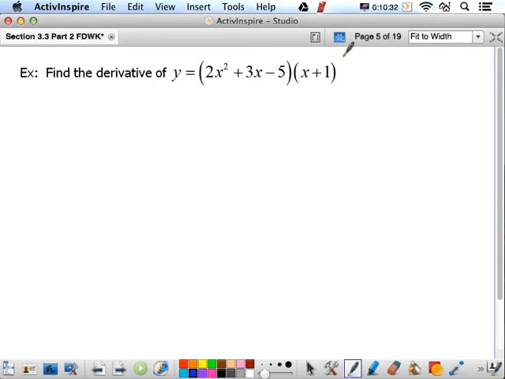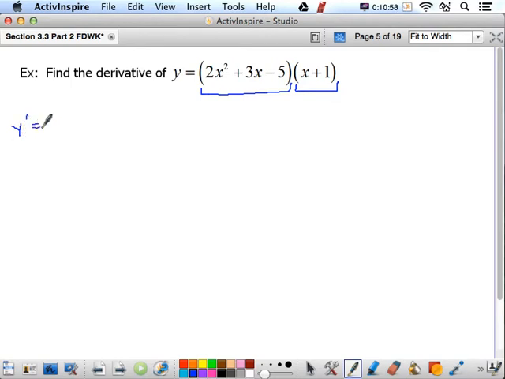For our fourth example using the product rule, we have y equals the trinomial 2x squared plus 3x minus 5 multiplied by the binomial x plus 1. And rather than distribute that out and then take the derivative of each term separately using the power rule, we're going to use the product rule. So first we need to identify what our two functions are. We'll let the trinomial be the first and the binomial be the second.